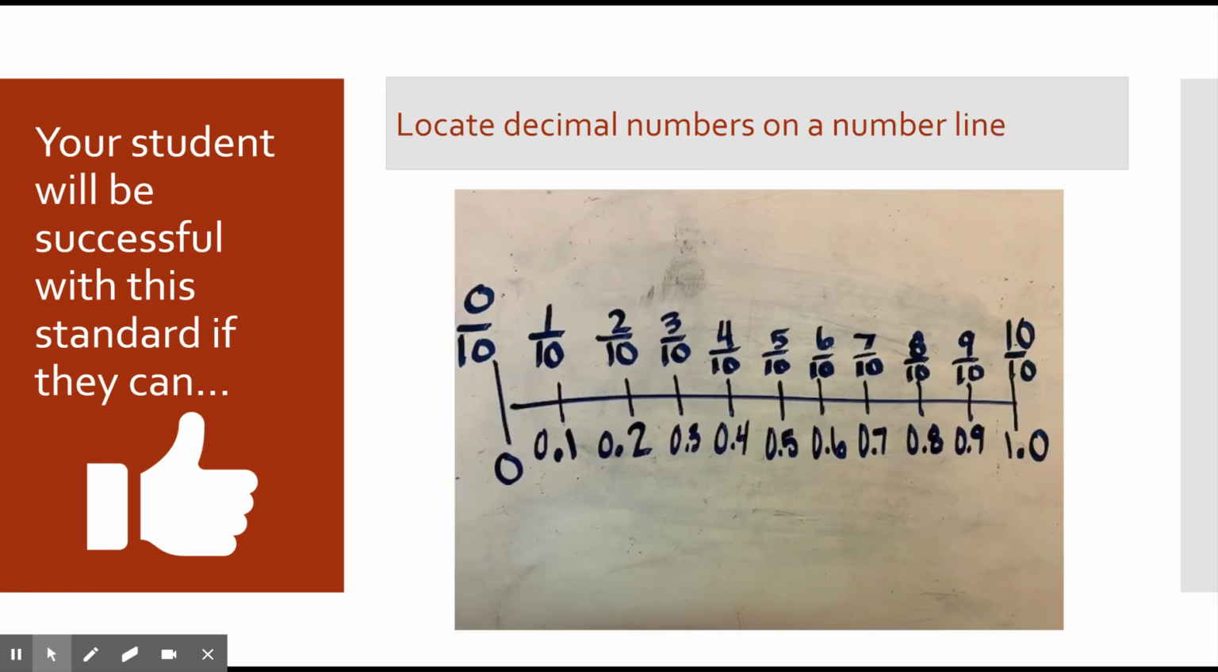Students also should be able to locate decimal numbers on a number line. This number line shows 0 to 1 whole on a number line. Tenths are represented in both fraction and decimal form.